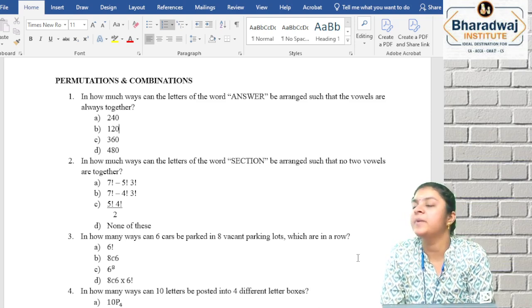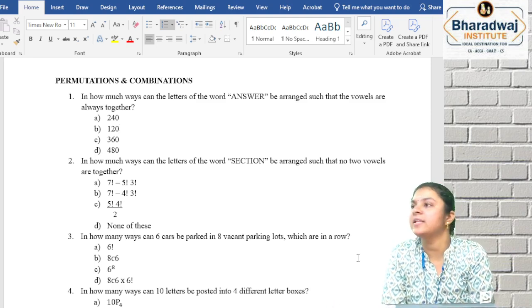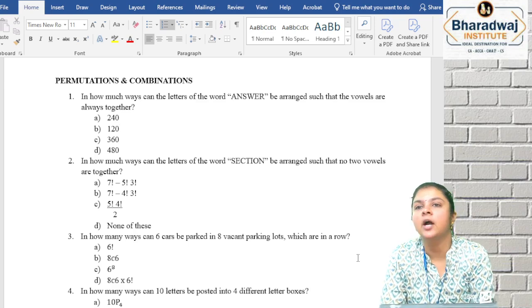So I have not split them as permutation and combination questions. Like how you will look at it in the exam, we will look at it. You will have to look at the question and say whether it is permutation or combination and accordingly choose the answer. Shall we start? Question number 1.